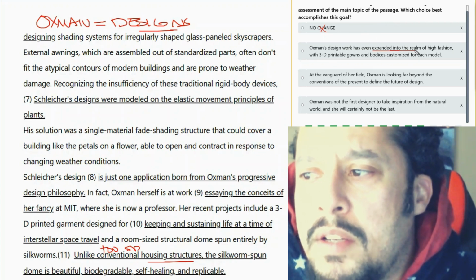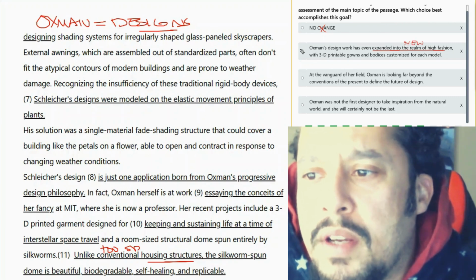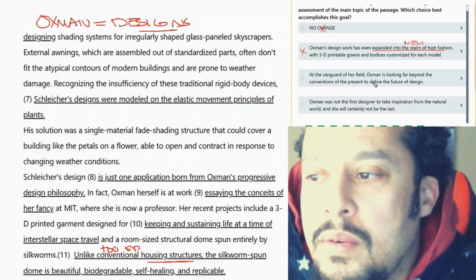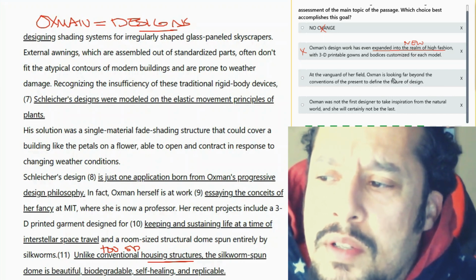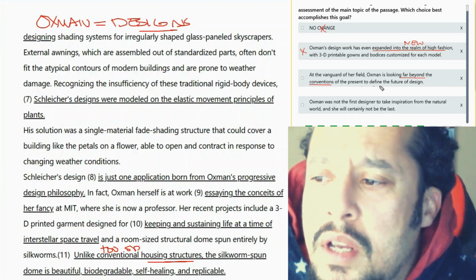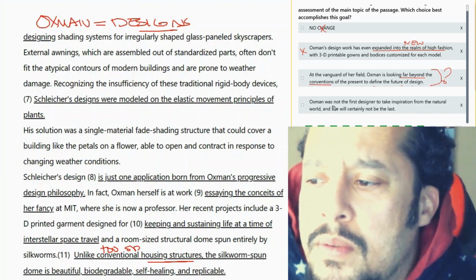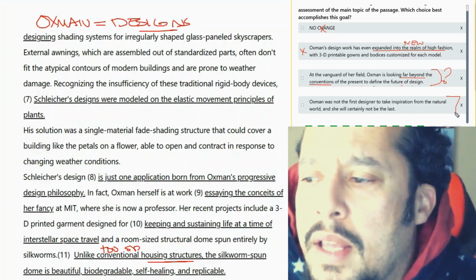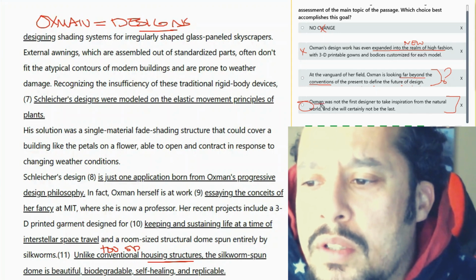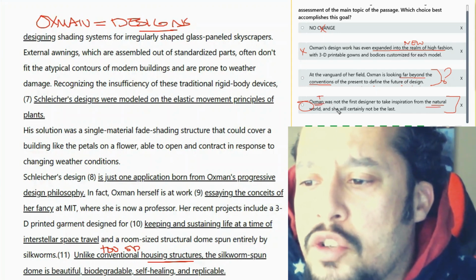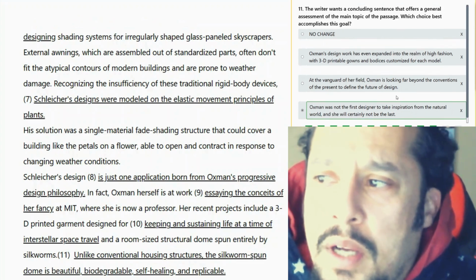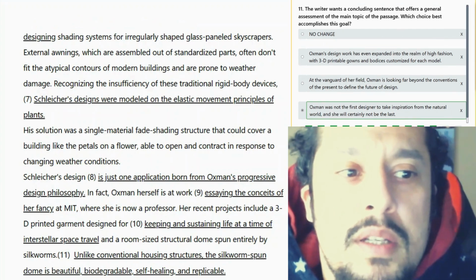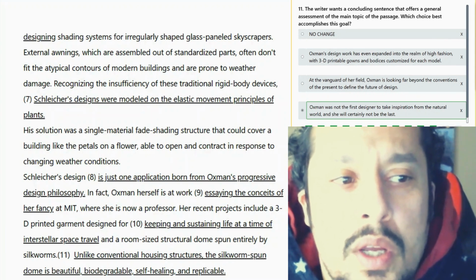Her work has been expanded into the realm of high fashion. This is new information at the end of the passage, and that doesn't work. At the vanguard of her field, Oxman is looking far beyond the conventions of the present to define the future of design. Maybe. Okay, I like answer D. Actually, answer D is specific, or it's the topic Oxman, her inspiration from the natural world. This is the focus, and then she will certainly not be the last. A good conclusion, because it says it's a general assessment. It says she's not the first and not the last. So this is a general assessment, basically the judgment that there will be more people like Oxman.